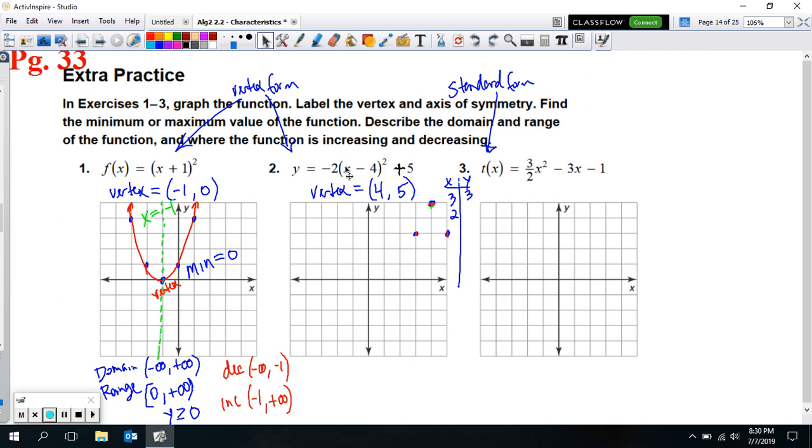Let's go ahead and do this mentally again. If I put 2 in here, 2 minus 4 is going to be -2. Then -2 squared is +4. And then +4 times -2 is -8. So this whole thing here is -8. And then we're going to add 5 to it. -8 plus 5 is going to give us -3. So 2, -3. So when we're at 2, we're actually going to go down here to -3.